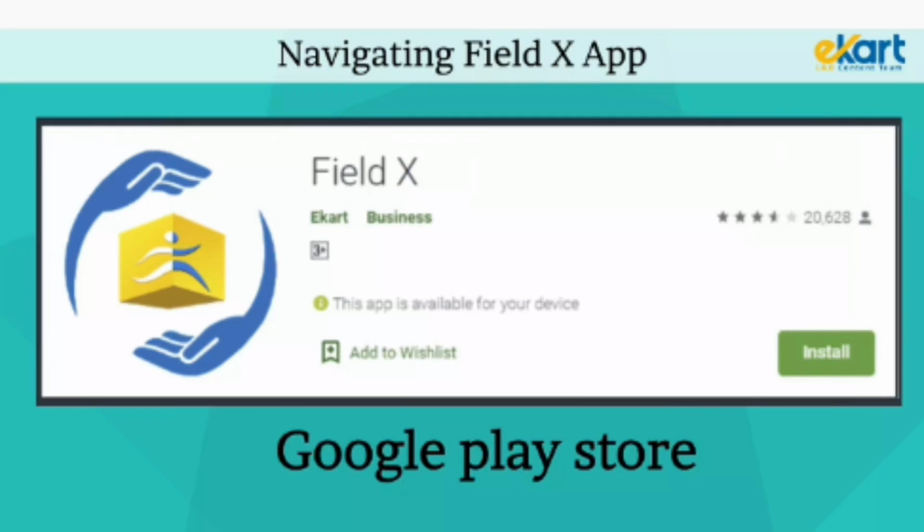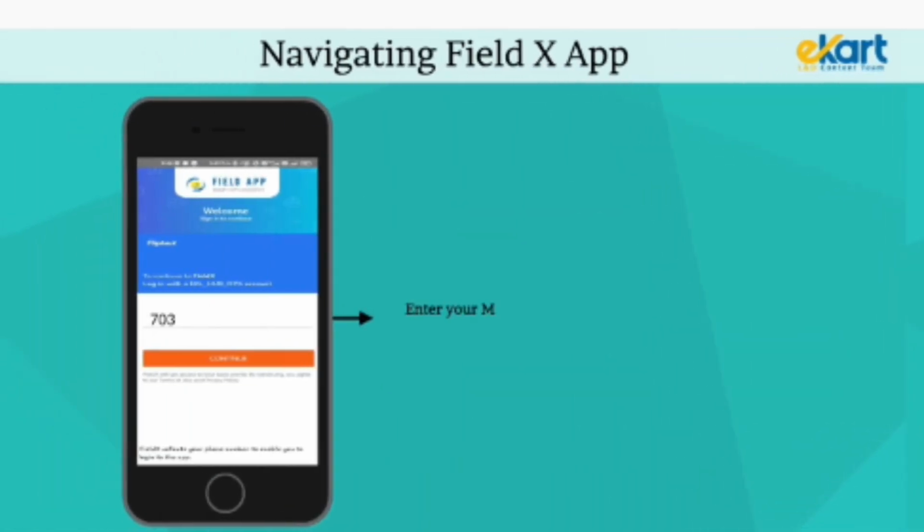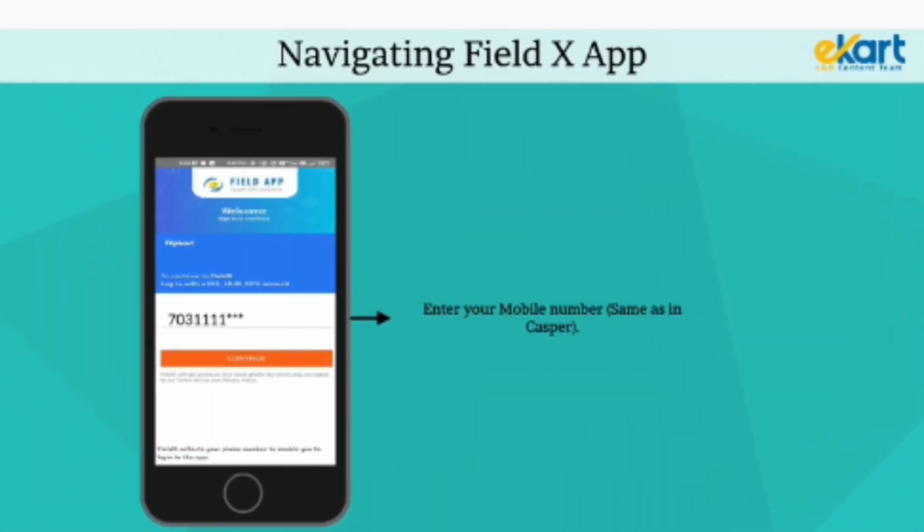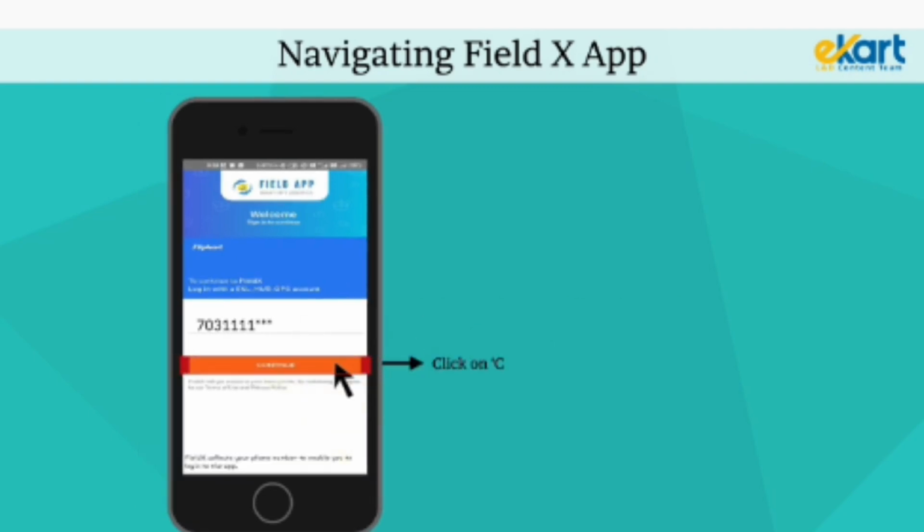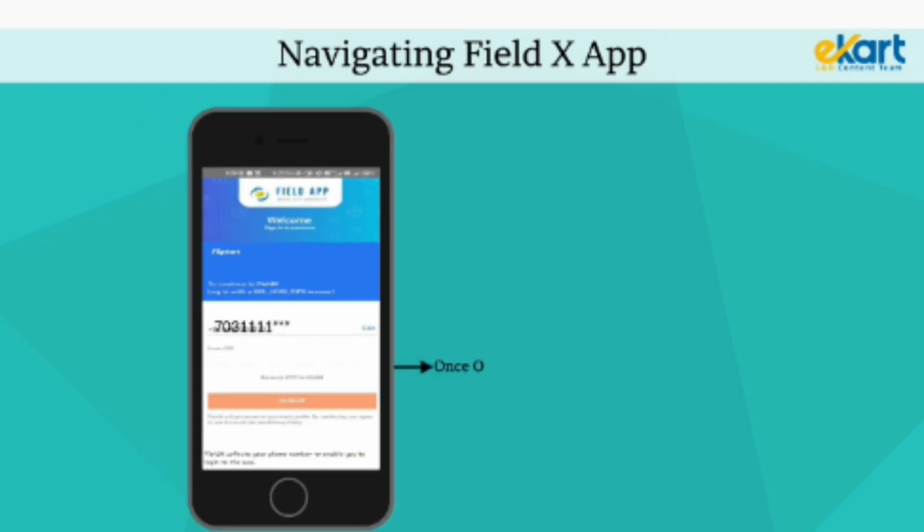For Android, the app can be downloaded from Google Play Store. After downloading and installation, enter your mobile number. The mobile number present in the Casper system will be the username for logging in. Click on Continue for the OTP. Once the OTP is received, click on Submit.